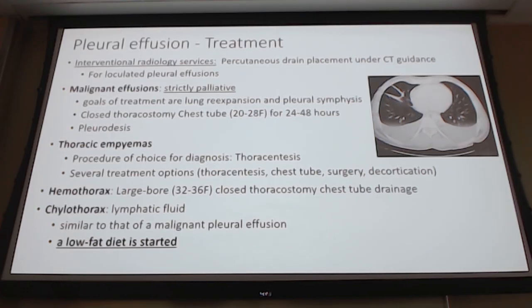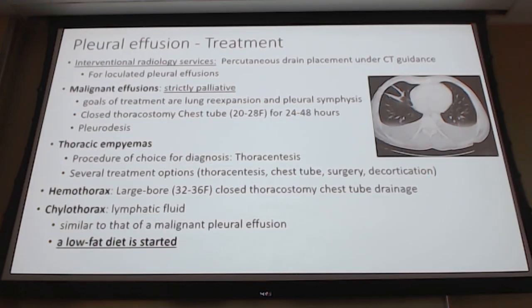When we have a hemothorax, we want a large bore chest tube. Okay? So when it's simple fluid, a small bore or a pigtail is okay. But if it's blood and it can clot, or if it's really, really thick, gross, purulent fluid, we may need a large bore, so 32 to 36 French chest tube.